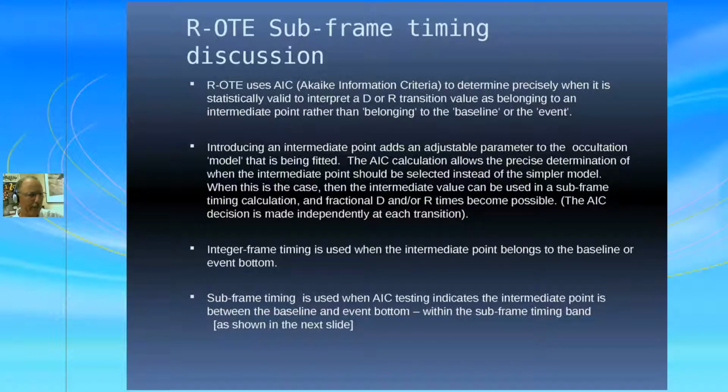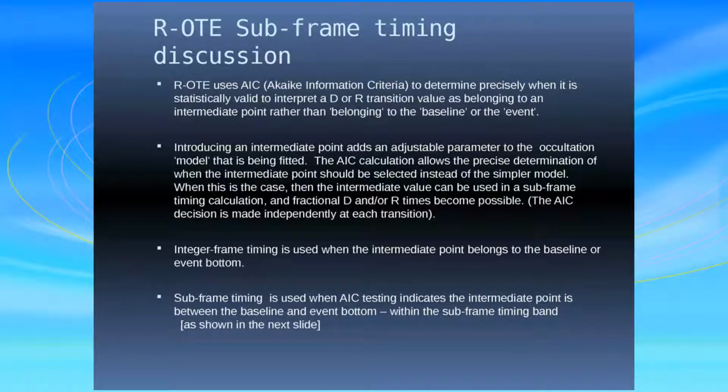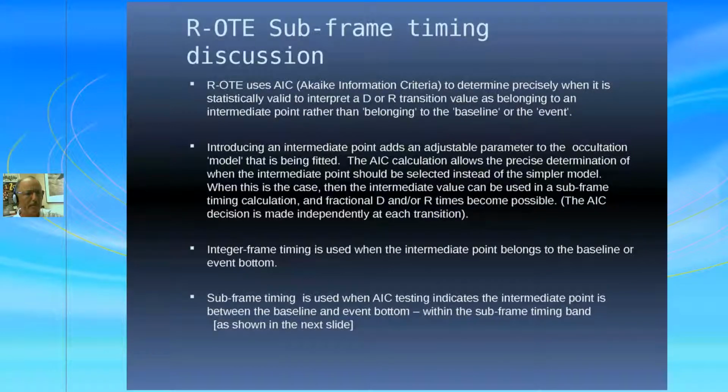First, R OTE uses a Akaike information criteria. It's a statistical process for comparing models, actually comparing two different model analyses of the same data. So if we think there are multiple possible models, say one model is that there is no occultation, that the event is a straight line, or another model might be there is an occultation and it's a square wave, we can compare those two against the data to see which model best fits the data.